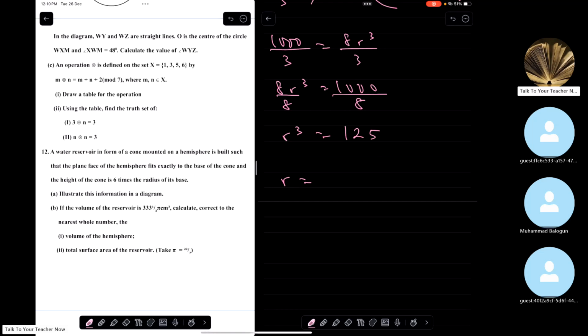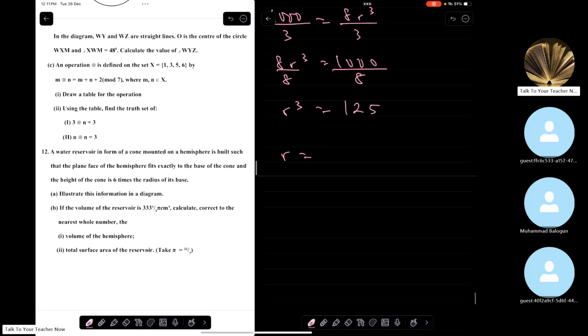If R cubed is 125, what is R, please? Mohammed, tell us. Abadu, please help him. I think it's 5, sir. Yeah, that's the cube root of 125. 5, is it 5 centimeters or meters? I think the measurements are in centimeters, 5 centimeters.